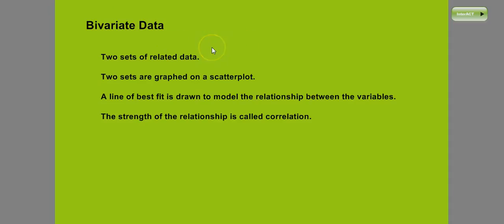So bivariate data means 2 sets of related data, so something that has some sort of relationship to each other. The data is graphed on what's called a scatterplot, which you saw the picture of on the previous screen, and we're going to draw a line of best fit to model the relationship between the variables, and that relationship is called correlation. And we're going to look at that as well.